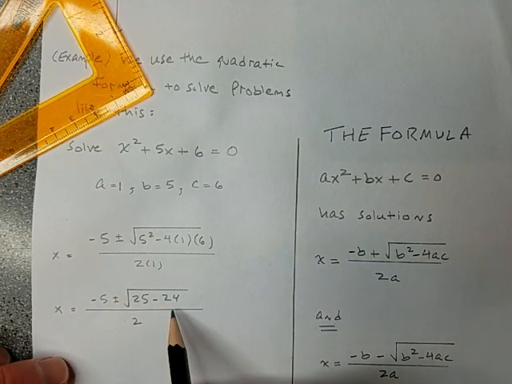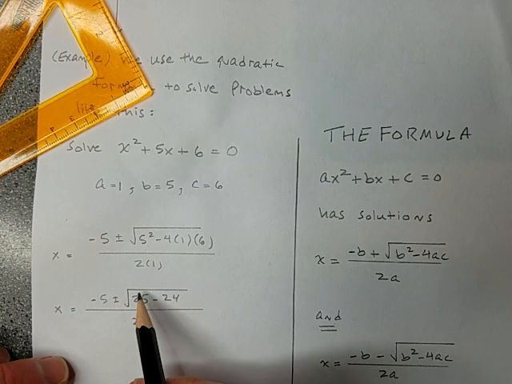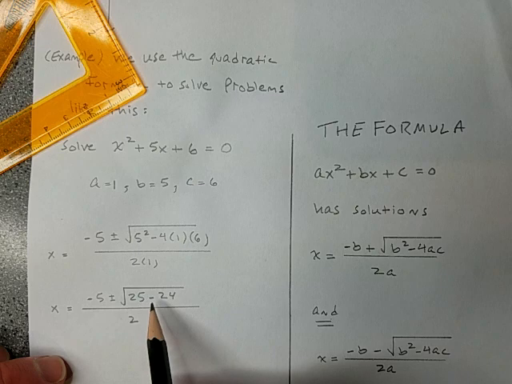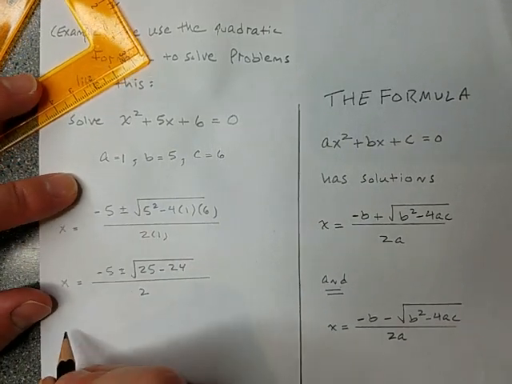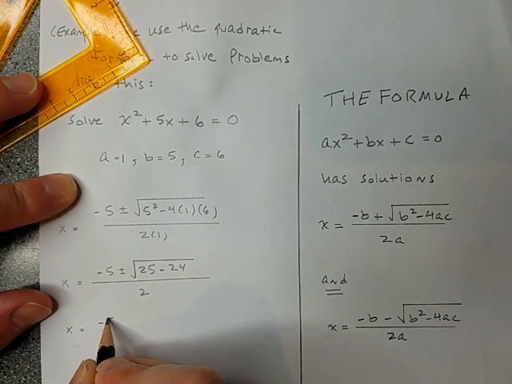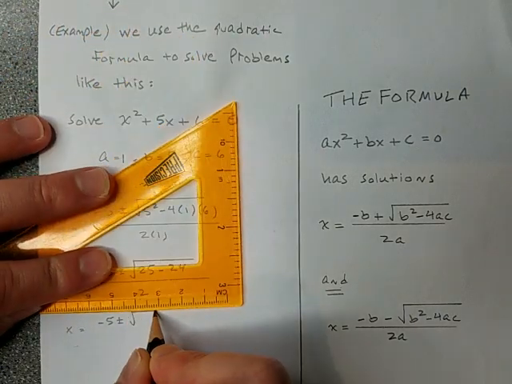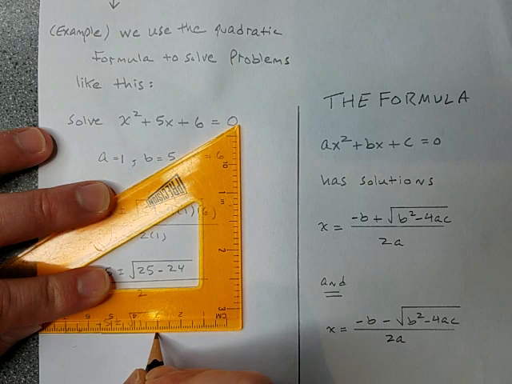What number do I get right there? I gotta work this out. Can't really do anything with the 5 or the 2 or the plus or the minus until I tell you what this is. 25 minus 24, that's 1. All right, so here we go. -5 plus or minus root 1 over 2.